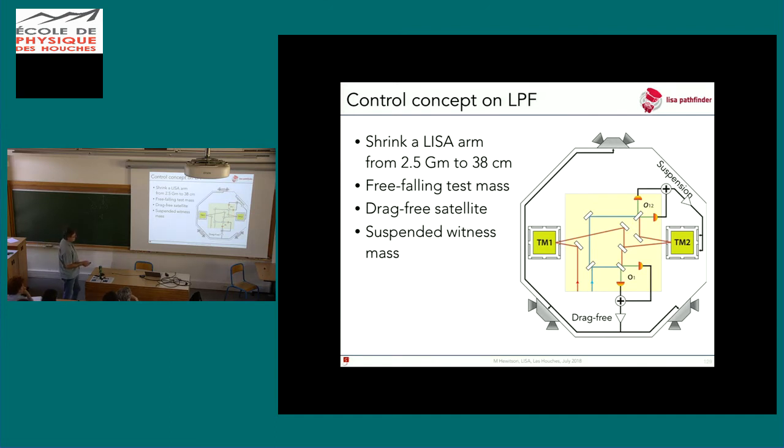So what we have to do is apply a little bit of force to the second test mass using electrostatics, to make it follow, at really low frequencies, the constellation of the spacecraft and test mass 1. Okay.